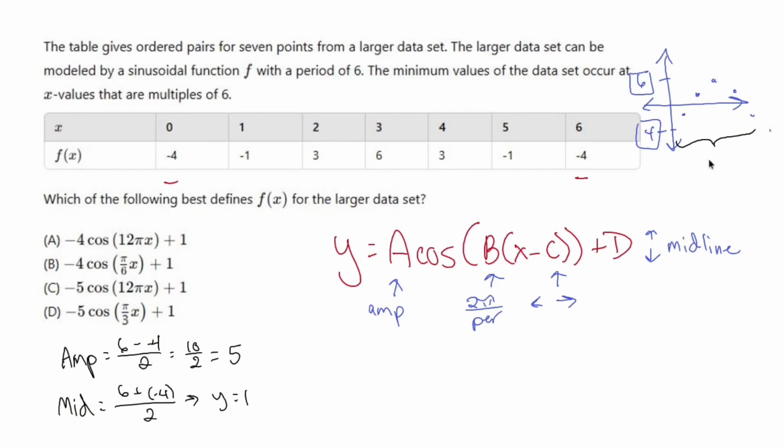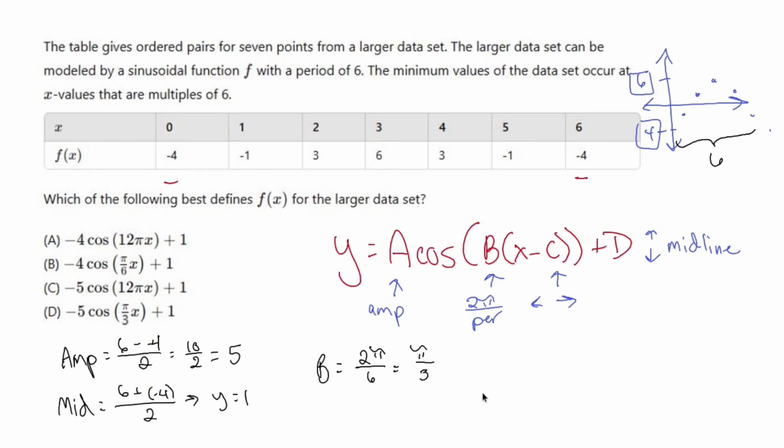Okay, my period goes from 0 to 6. So in order to find B, B is going to be 2 pi over 6, which is pi over 3. I'm not moving left or right.